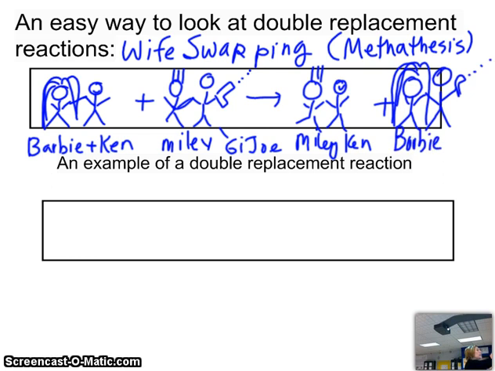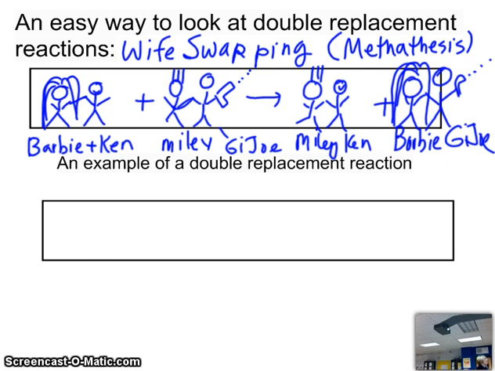Now, particularly in this type of reaction, a precipitation reaction, these guys would be aqueous. So Barbie and Ken are ions floating around in solution. Miley and G.I. Joe are ions floating around in solution. And one or both of the products, when the ions get together, produce a substance that's insoluble. So they'll produce an insoluble solid.